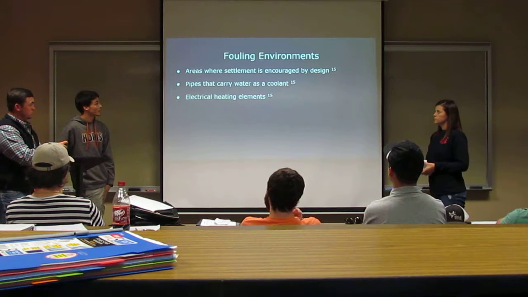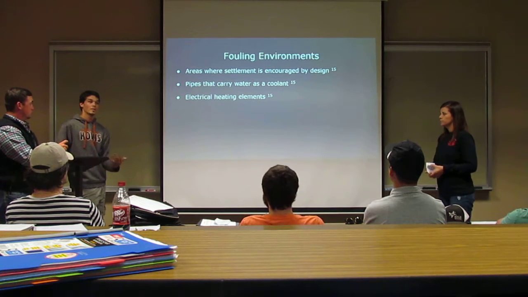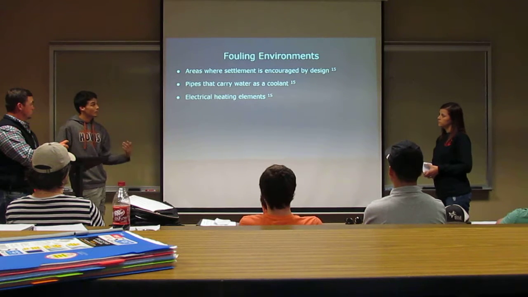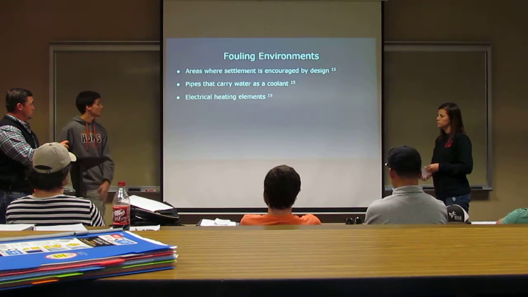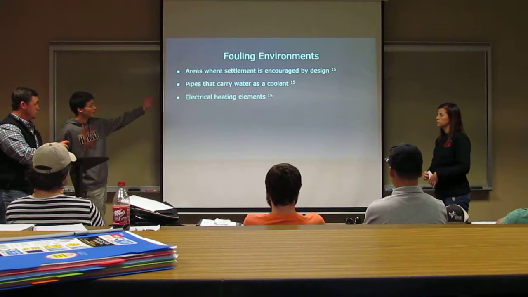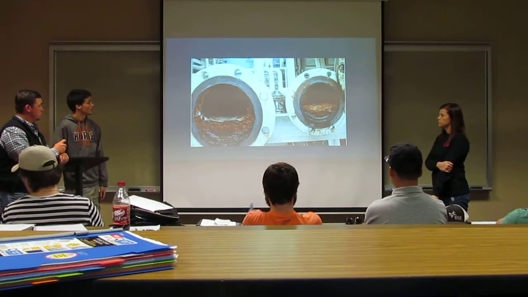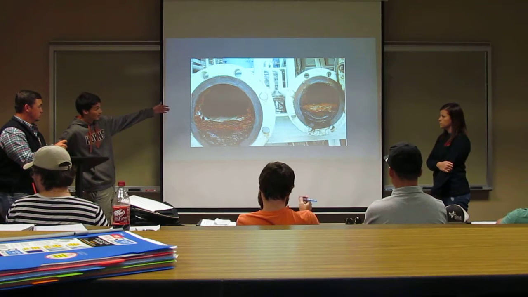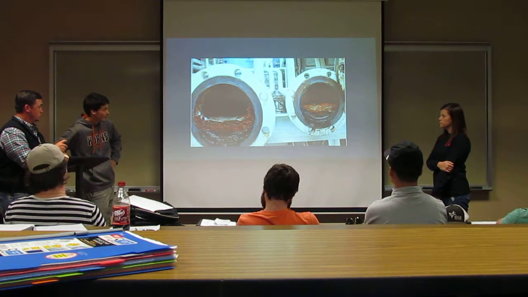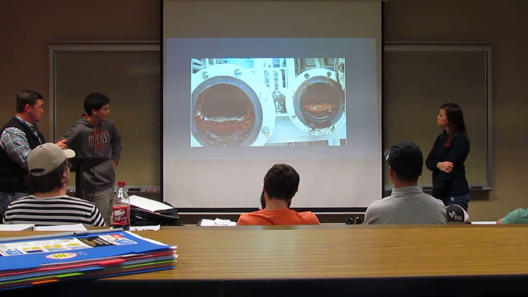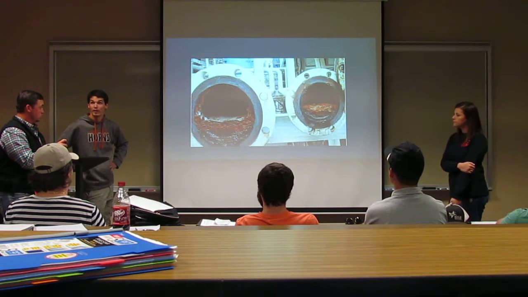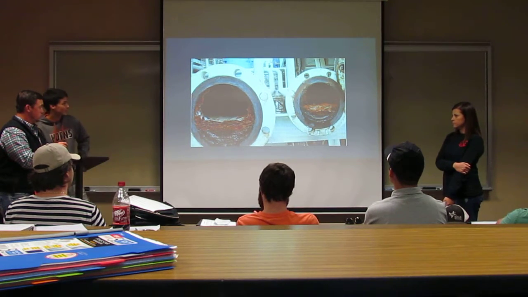Pipes that carry water as a coolant in cooling towers most of the time have more solid particles that end up being deposited on the bottom of the pipes. Electrical heating elements are another example, as is the heat exchanger. This shows the fouling occurring in here. That's a lot of deposits being made in there. And yeah, it was cut in half. The water wasn't moving through very well, so it hurt the piping system.